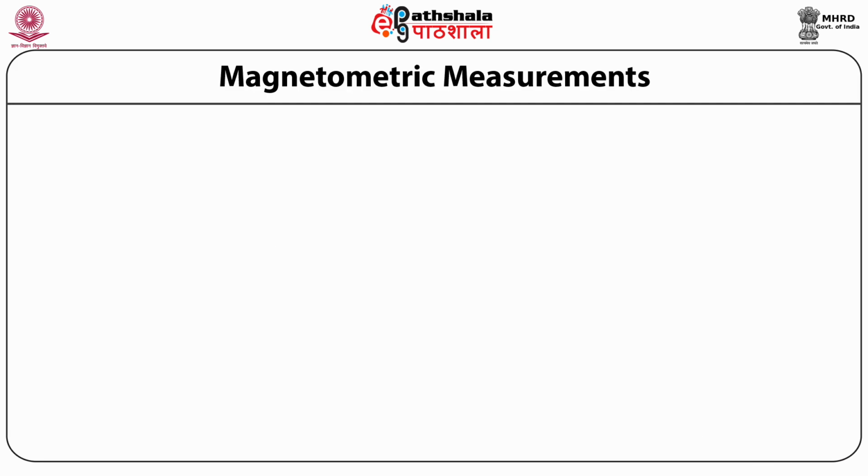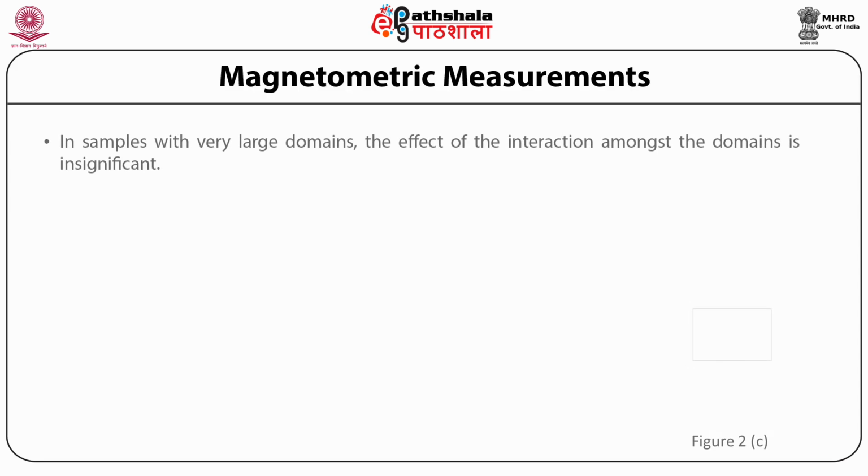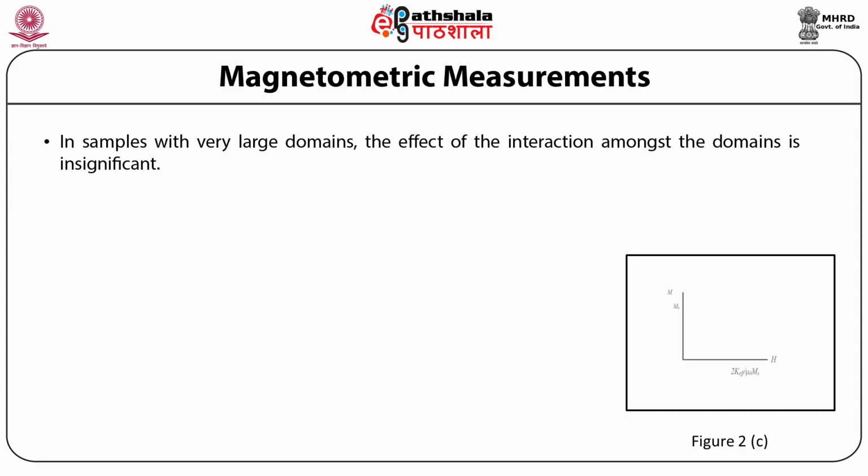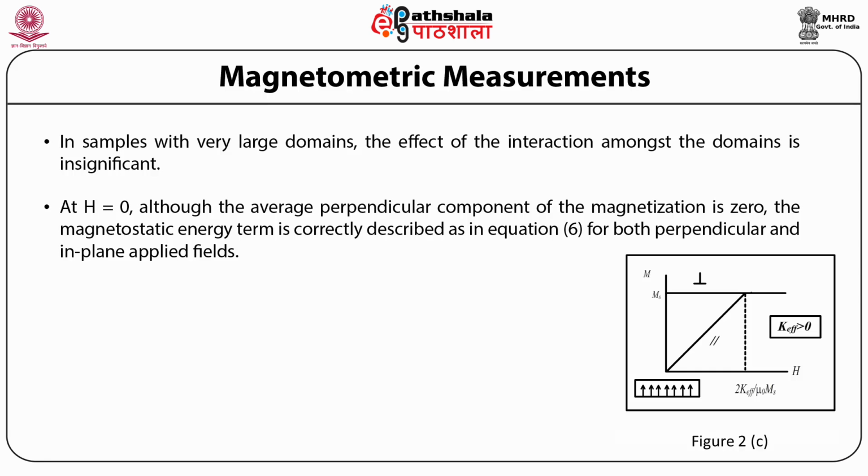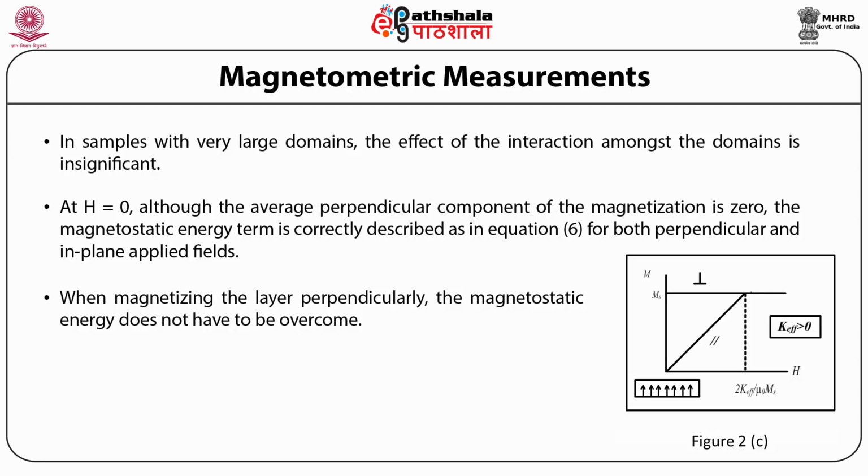We next consider the third case, where in samples with very large domains, the effect of the interaction amongst the domains is insignificant. At H equals 0, although the average perpendicular component of the magnetization is 0, the magnetostatic energy term is correctly described as in equation 6 for both perpendicular and in-plane applied fields. When magnetizing the layer perpendicularly, the magnetostatic energy does not have to be overcome.